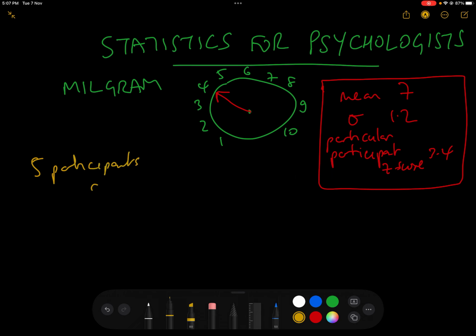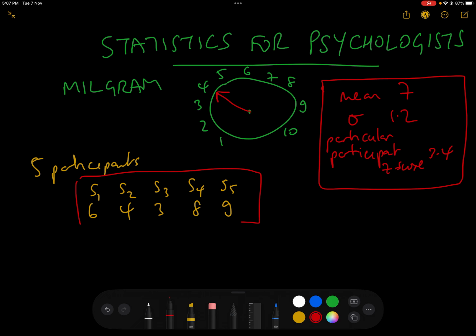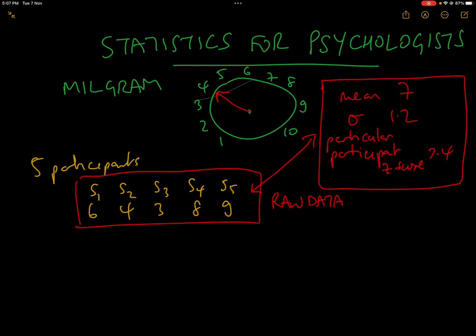Let's imagine that S1 moves the dial to 6, and S2, the next participant, moves it to 4, and S3 moves it to 3, and S4 moves it to 8, and S5 moves the dial to 9. These are the 5 participants. This here is called the raw data. Now, with the raw data alone, we cannot compare the 2023 experiment to Milgram's 1960s experiment to see if any conclusions can be drawn about what 2023 people would do relative to 1960s people. We need to do something with this data.